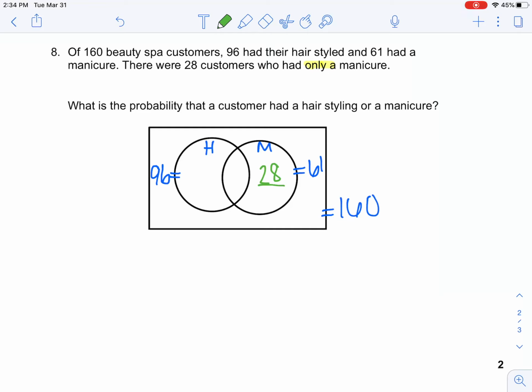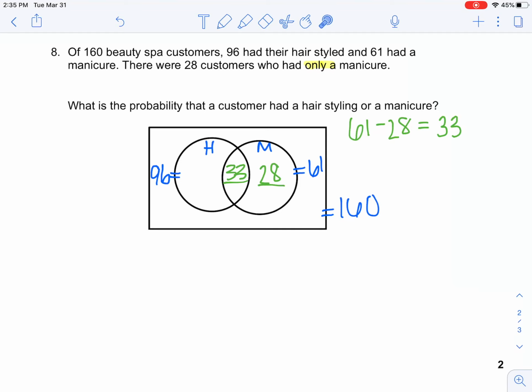Okay. Next, we're going to use the same process we did in question 7 to fill out the rest of our Venn diagram. So let's start by taking the total of our M circle minus the part we know to figure out our second part, which will be our overlap. So 61 minus 28 equals 33. So we have 33 customers who got their hair styled and had a manicure.